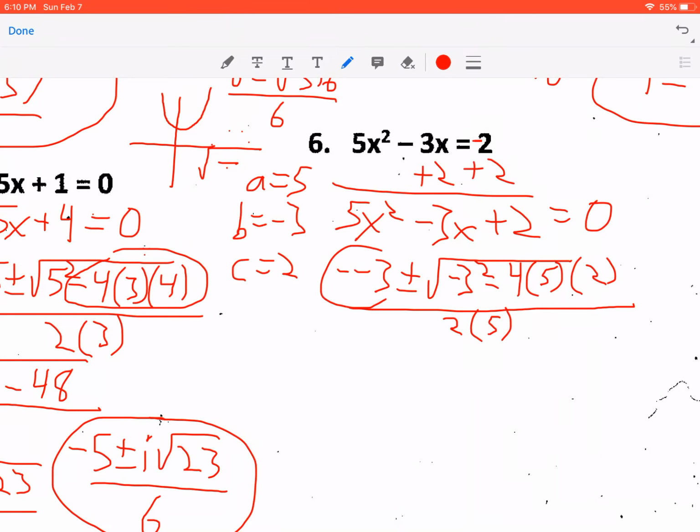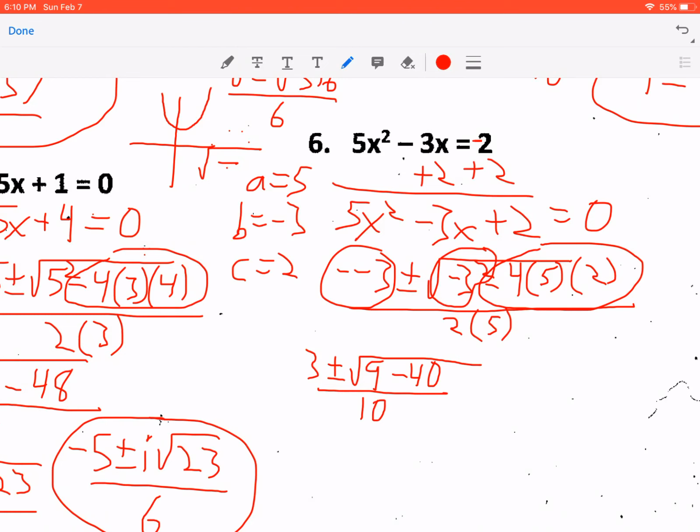All right, that is a positive 3. That, negative 3 squared, is negative 3 times negative 3. That's 9. This is negative 4 times 5. That's a negative 20 times 2. That's a minus 40 divided by 10. We got a problem here. What's 9 minus 40? Isn't that a negative 31?